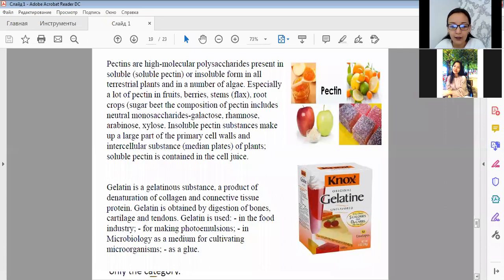Next is gelatin. Gelatinous substances are products of denaturation of collagen, a connective tissue protein. Gelatin is obtained by digestion of bones, cartilage, and tendons. Gelatin is used in the food industry for making photoemulsions, and in microbiology as a medium for cultivating microorganisms as well.